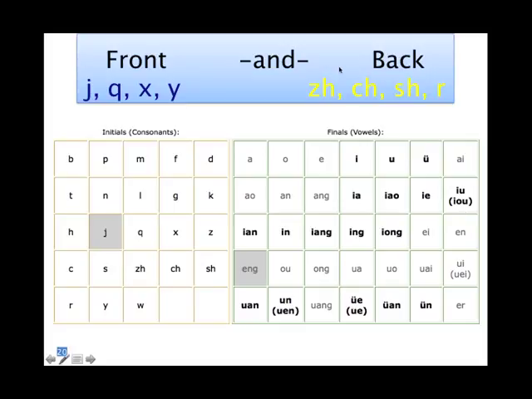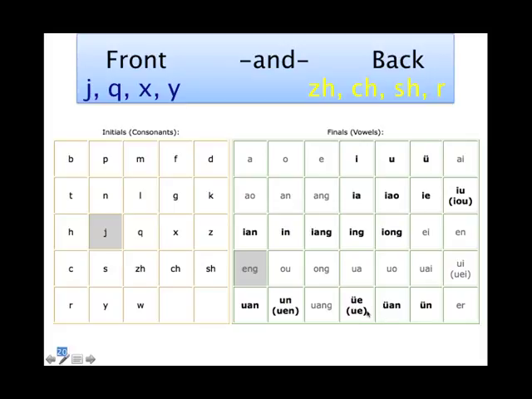Alright, frontness and backness. We've been talking about how J, Q, X, and Y are pronounced in the front of the mouth, and zh, ch, sh, and r, the retroflexes, are pronounced in the back. Let's compare the compound finals that J, Q, X, and Y can occur with. They're the ones in bold. Ya, yao, ye, yo, yen, yin, yang, ying, yong, yuan, yun, yue.